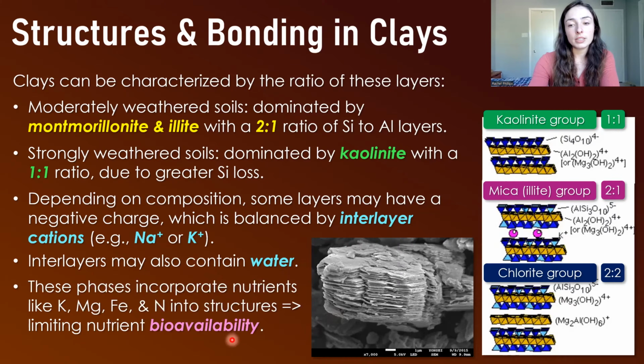And all of these clay phases, all of these types of phyllosilicate clays, incorporate nutrients that are important for life, including potassium, magnesium, iron, nitrogen. All of these nutrients they incorporate into their structures, so sometimes they can limit nutrient bioavailability.